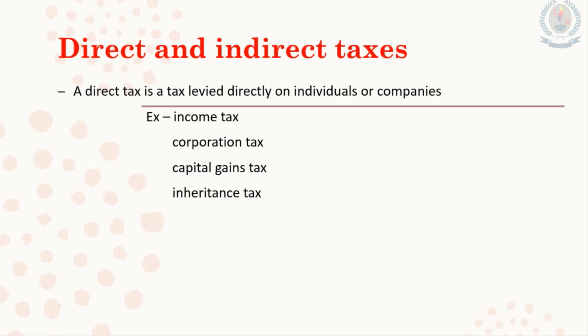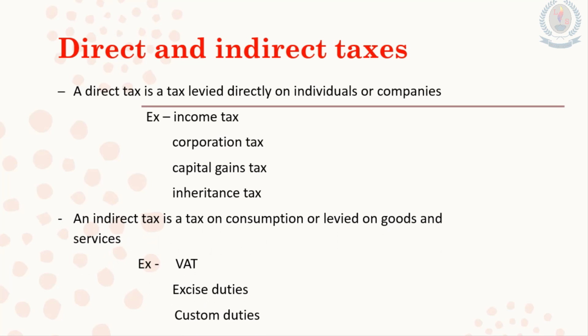Direct and indirect taxes. These are the two types of taxes. A direct tax is levied directly on the company or the individual. Examples of direct taxes would include income tax, corporation tax, capital gains tax, and inheritance tax. An indirect tax is a tax on consumption, levied on goods and services. Examples would be VAT, excise duties, and customs duties. Economies will raise revenue from both direct and indirect taxes.